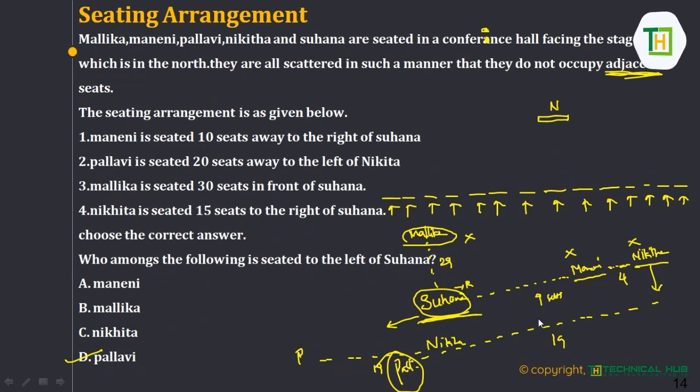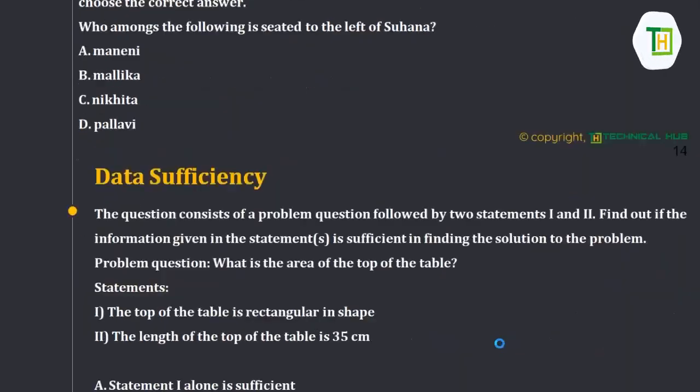Many of them answered correctly because except Pallavi, it is clearly given in the question. Mallika is in front of Suhana and Maneni and Nikita are to the right side of Suhana. The only person remaining is Pallavi there. So if you read the question once before trying to arrange it, then you can answer the question directly without drawing anything. Because I was just now reading it, I thought of drawing all these and I thought they were required. Actually, they are not required. Just by reading the question itself, you can answer who is to the left of Suhana.